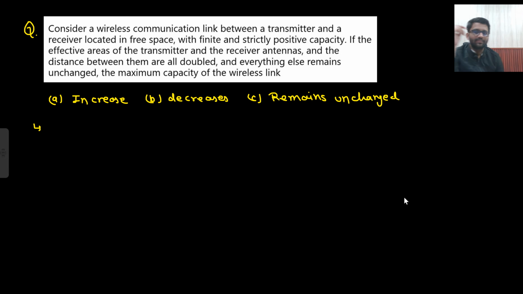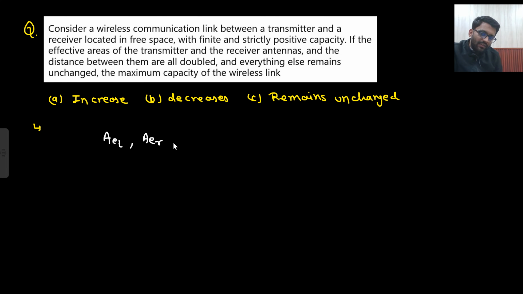So let's see this question. Consider a wireless communication link between a transmitter and a receiver located in free space with finite and strictly positive capacity. If the effective area of the transmitter and receiver antenna and the distance between them are doubled, what are they doubling?